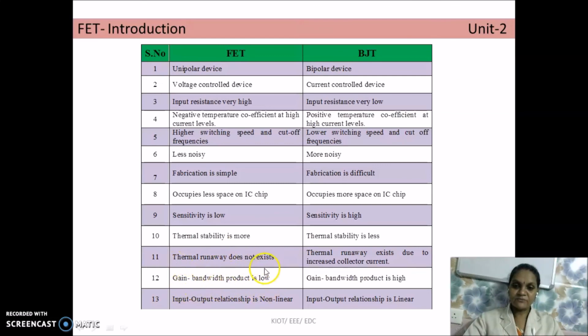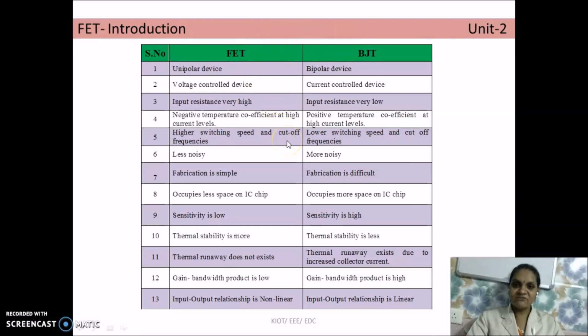Gain bandwidth product is low. This is the only drawback in case of FET, whereas this is high in case of BJT. Input output relationship is not linear in FET. In BJT it is linear. What it indicates is that if input current increases, output current also increases in BJT. Whereas in FET, if input voltage VGS increases, we have noticed in the characteristics that the drain current decreases. So the input-output relationship is non-linear, whereas in BJT it is linear. So these are all the comparisons between the two types of transistors. This may be asked in 2 marks or big questions like that.